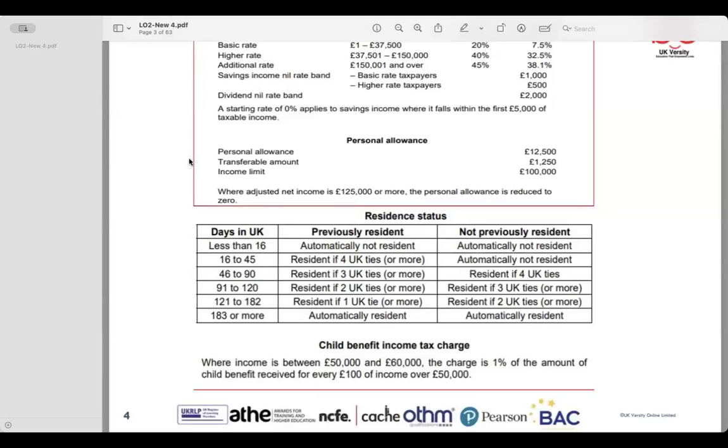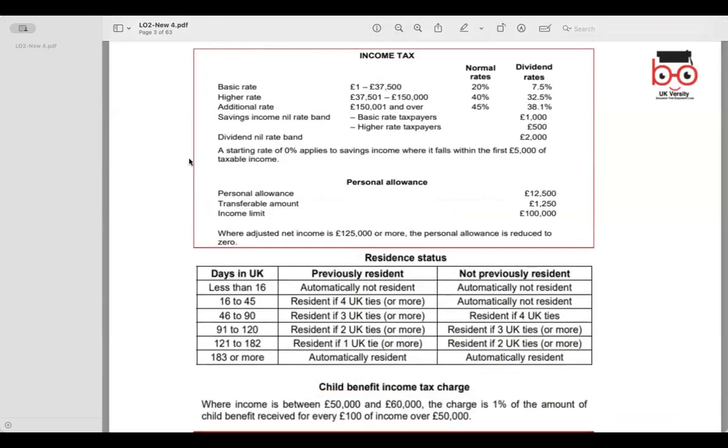Income tax, again, as we discussed yesterday, has basic rates depending on your income level. For individuals earning up to 37,500, the basic rate is 20%, and for dividends, it's 7.5%. For those earning over 37,500 and up to 150,000, the rate increases to 40% for income and 32.5% for dividends. Beyond 150,000, the additional rate applies, which is 45% for income and 38.1% for dividends.